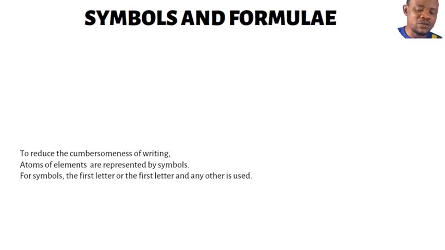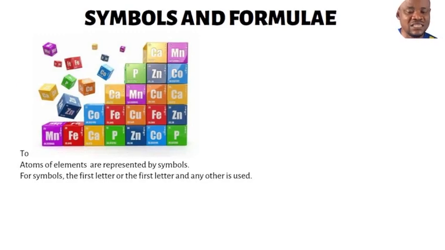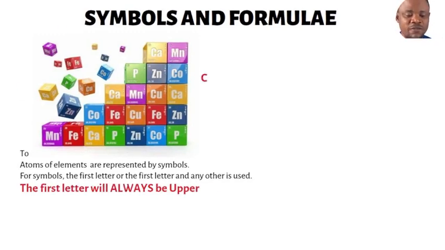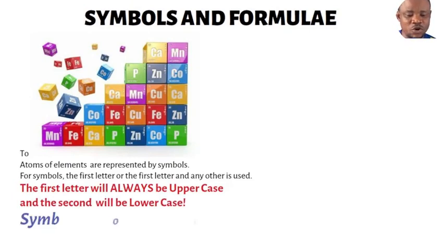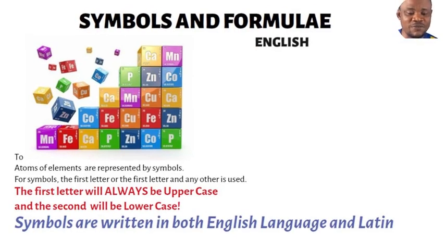To reduce the cumbersomeness of writing, atoms of elements are represented by symbols. For symbols, the first letter and sometimes another letter is used from the name of the element. You see all of those are what? They are symbols of different elements. The first letter will always be uppercase and the second will be lowercase. For example, manganese is Mn. The first is capital letter M and a small letter for N. Alright? Iron is Fe, you can see there.